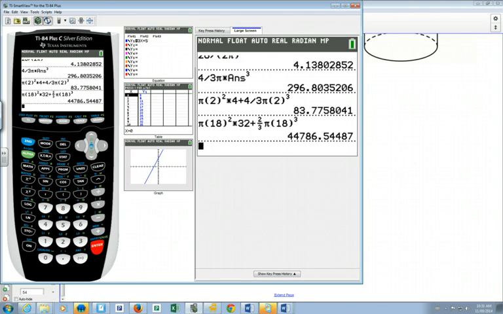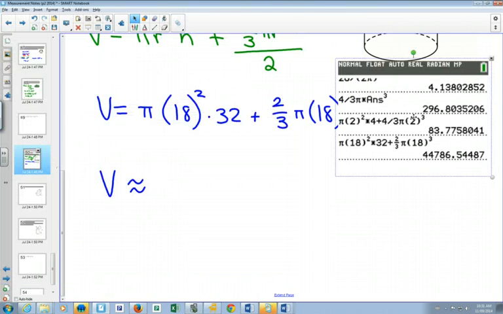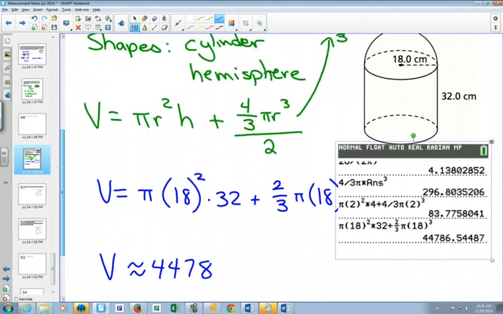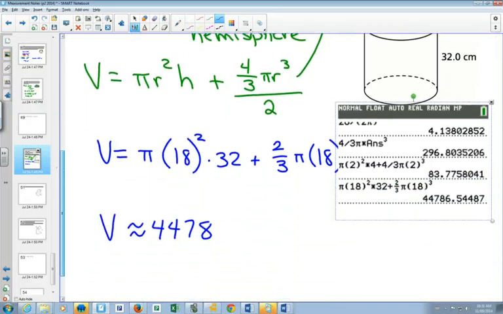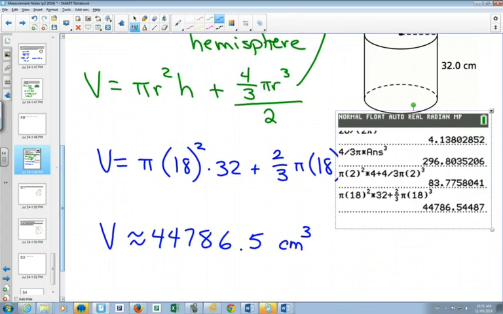And it's approximately 44,780. Does it have a rounding thing for us here? To the nearest tenth, 86.5 centimeters cubed. Okay.